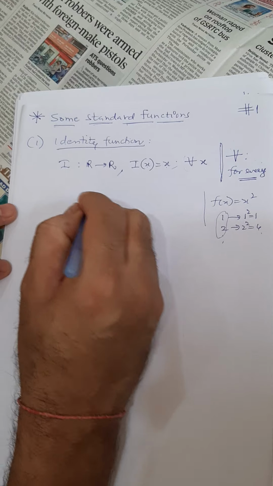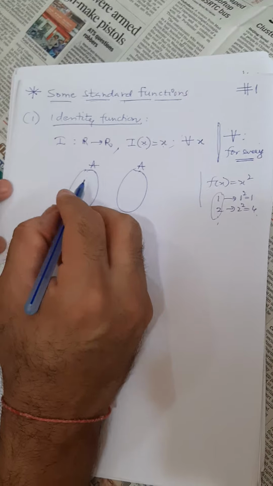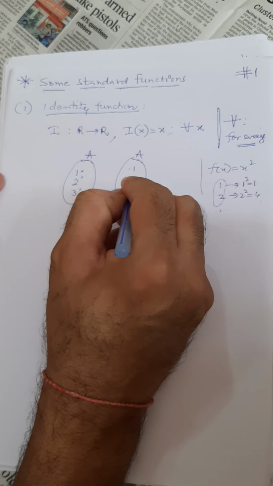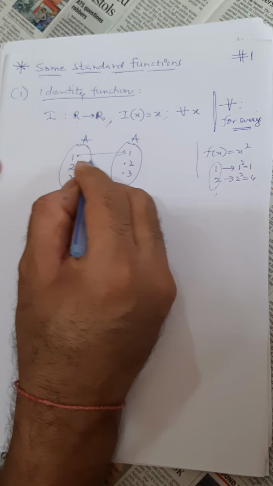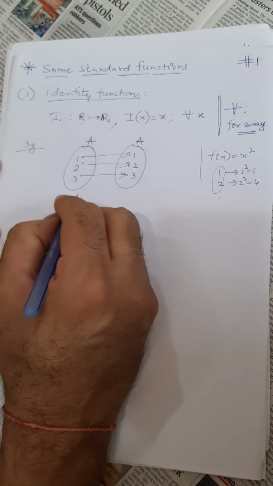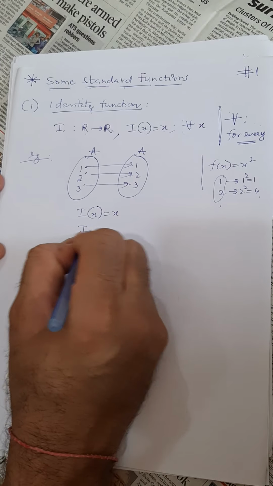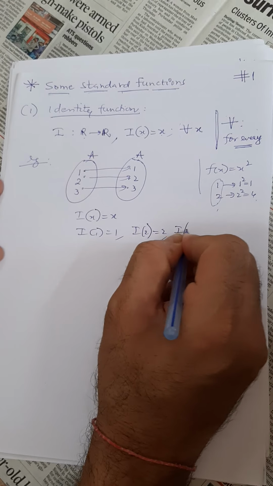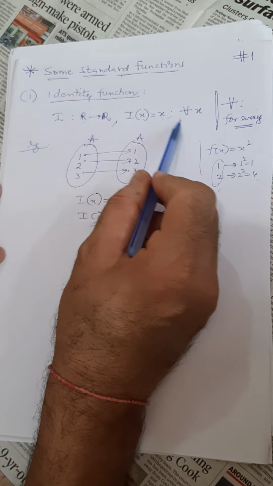Like this, if I have a function from, for example, A to A, suppose here I have 1, 2, 3, here also you must have the same. For identity function, domain and codomain are always equal, remember. So 1 goes to 1, 2 goes to 2, 3 goes to 3. So this is an example of identity function. I of x equals x. So here I of 1 is 1, I of 2 is 2, I of 3 is 3. Image of an element is itself.